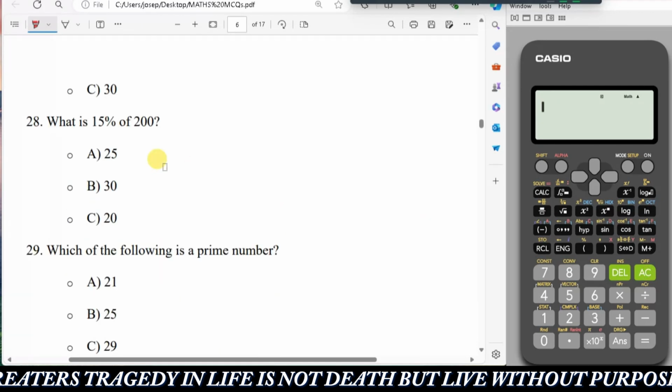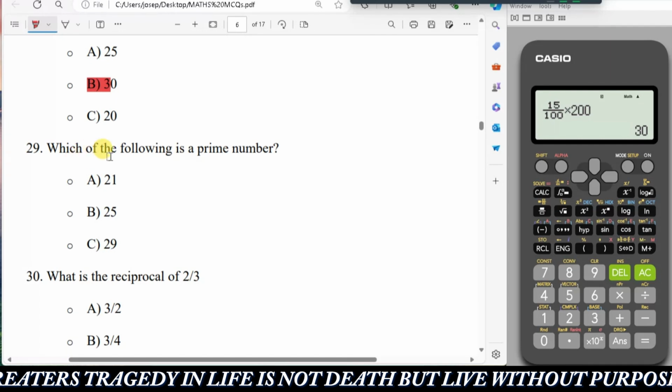Question 28. What is 15% of 200? Percentage means out of 100 and of means multiplication. So the easiest way you can do it, just take 15 over 100 times 200. That's 15% of 200. So 15% is 15 over 100. Of means times 200, and you press the equal sign, and your correct answer is 30. Alright.